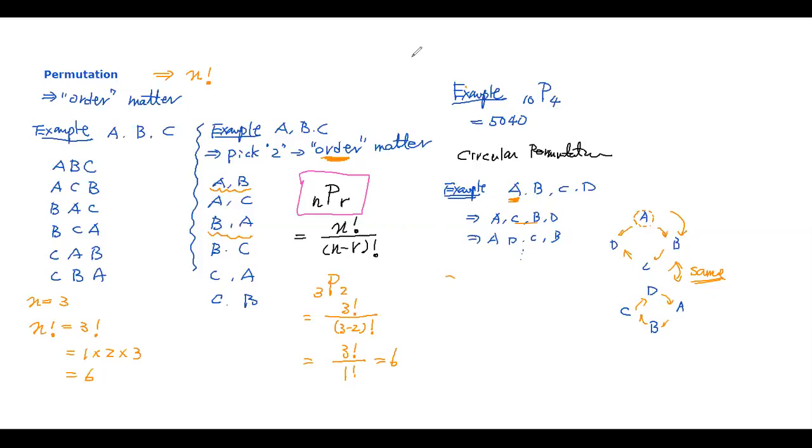So for the circular permutation, what is my formula? We will only have n-1 factorial situations. If A is sitting here, then I can rearrange B, C, D. So B, C, D is 3, which is 4 minus 1. If A is sitting somewhere else, it's the same. So for the circular permutation, the formula is (n-1)!.